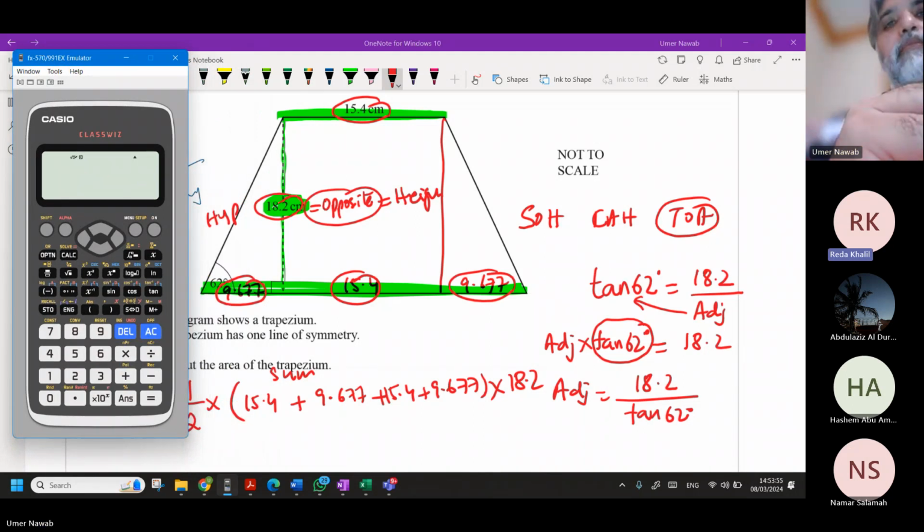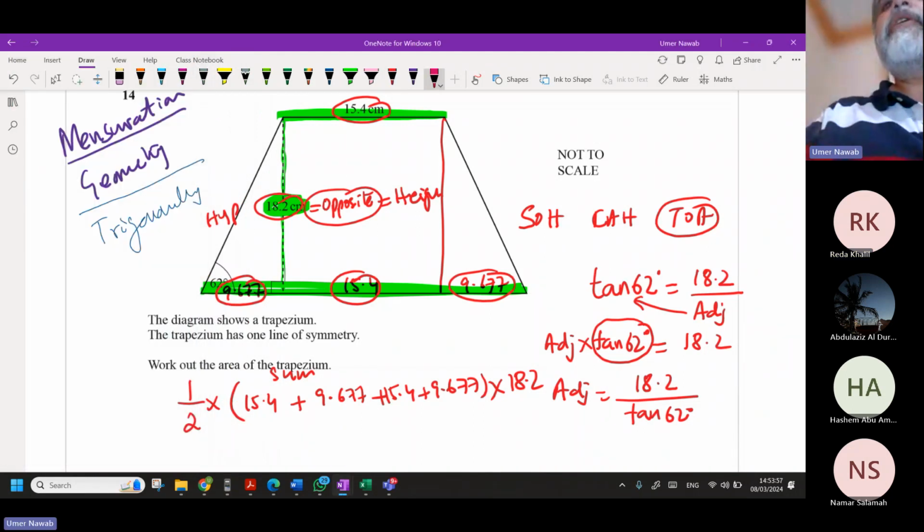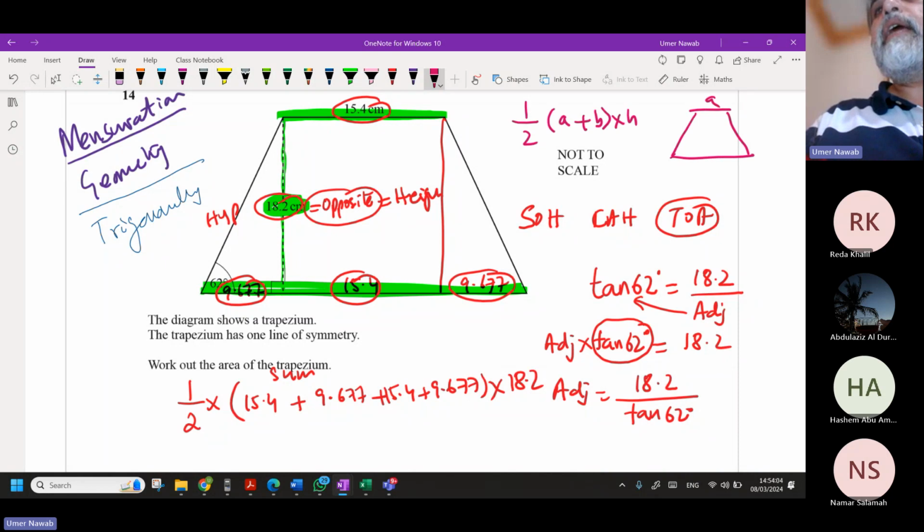What's the formula? The formula for the trapezium is half times A plus B times height. I'm going to show you: this is A, this is B, and this is the height. So the area of a trapezium is half times the sum of the two parallel sides, times the height. But if a student says, no, Mr.